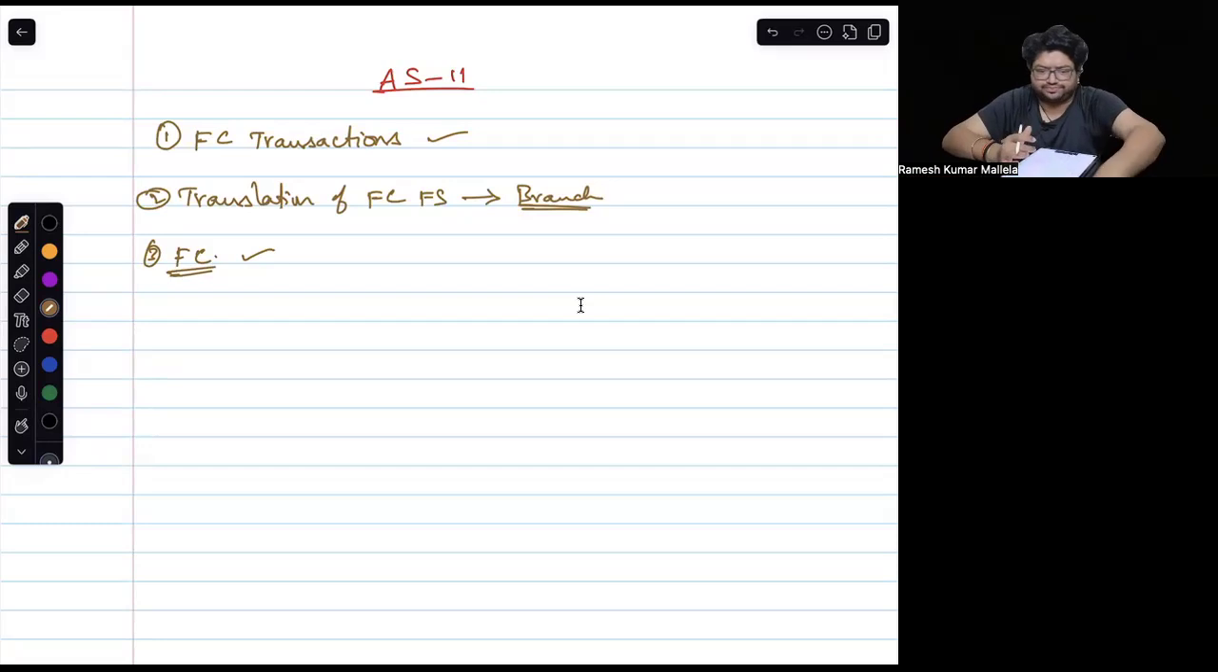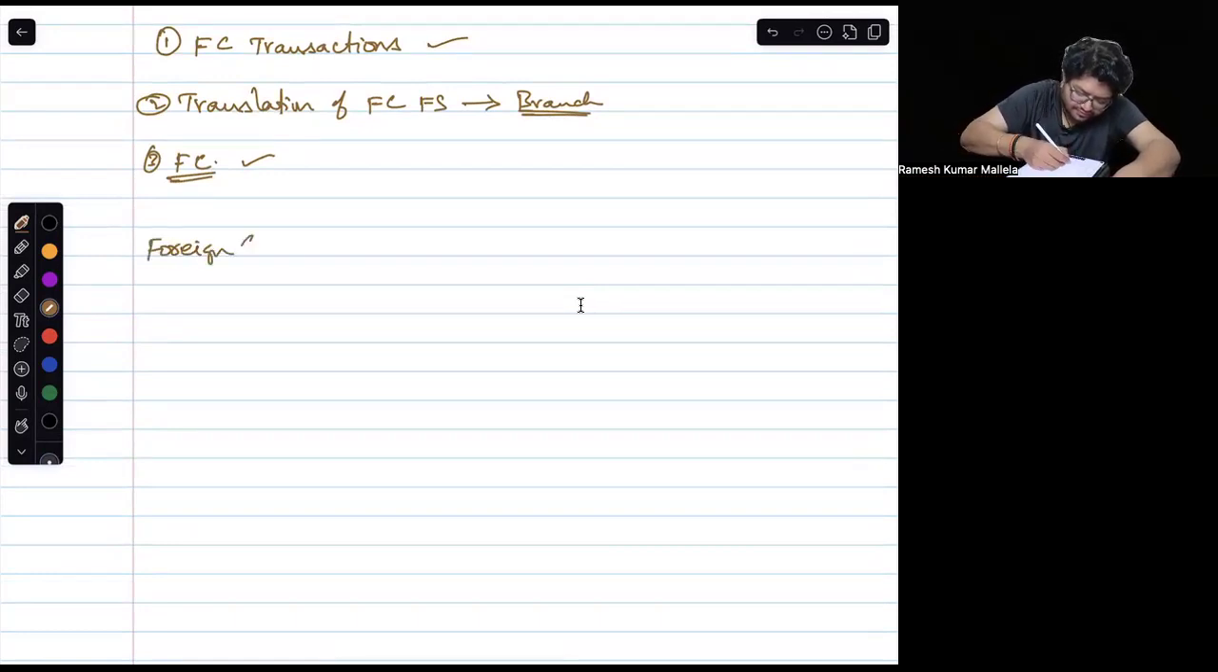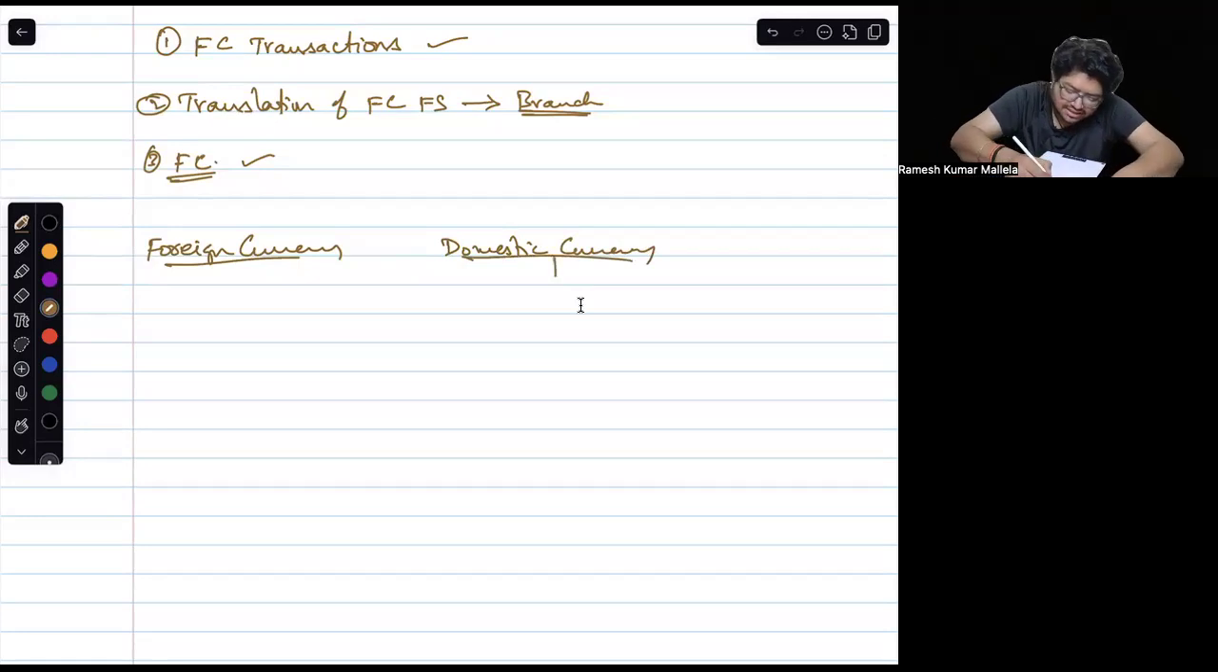Now, first of all, what is a foreign currency, and what is a domestic currency? Domestic currency is the currency in which our financial statements are prepared.